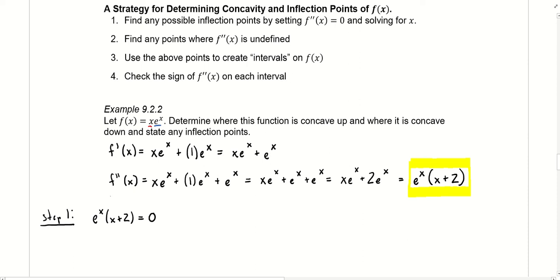So there's two ways this could be equal to 0. e to the x could be equal to 0, or x plus 2 could be equal to 0. Well, for e to the x, there is no value of x that I can plug in to make that equal to 0. e to the x is always positive. So that piece is not going to get me a 0. But x plus 2 could definitely equal 0 if x is equal to negative 2.